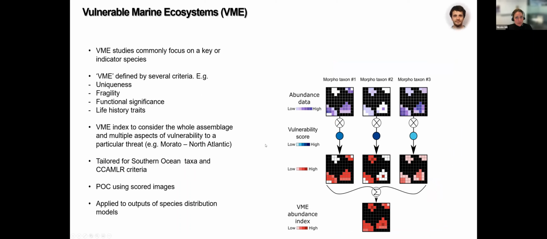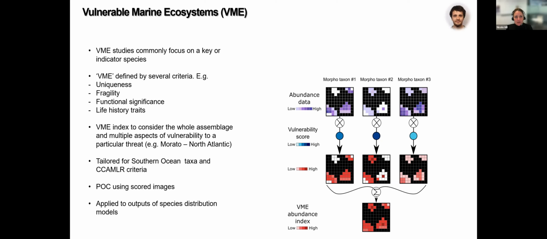There has been an increase in recent years in studies that attempt to use species distribution modelling techniques to model the distribution of VME taxa. Often they only focus on a key taxa or indicator species, but VME is an ecosystem, as the name suggests. It's defined by several criteria: its uniqueness, its fragility, its functional significance, and more easily quantified, the life history traits.